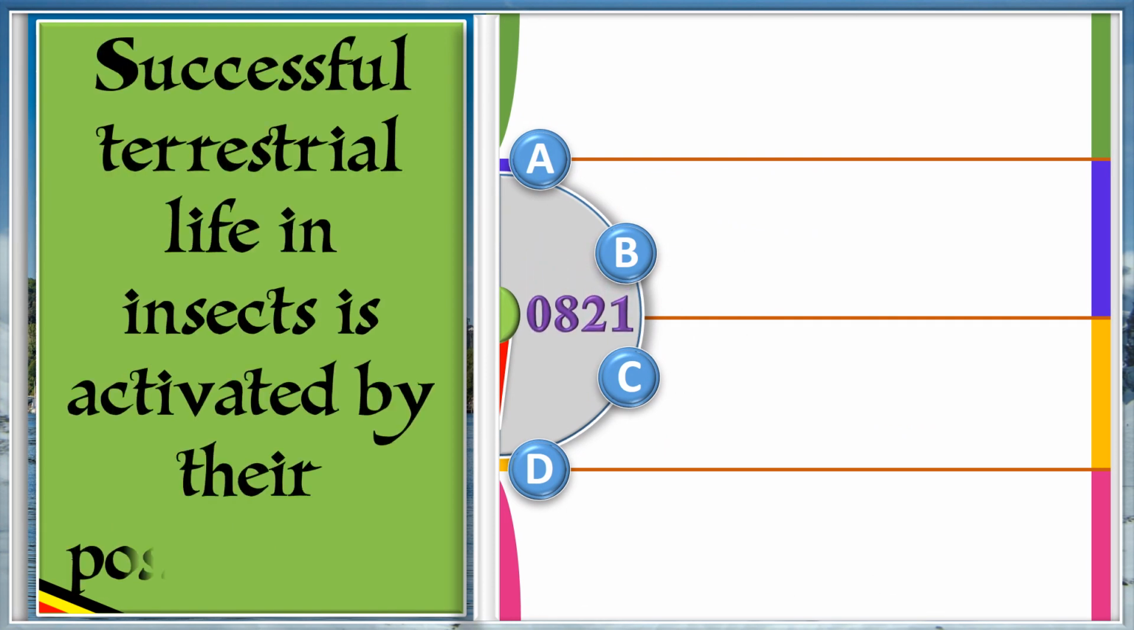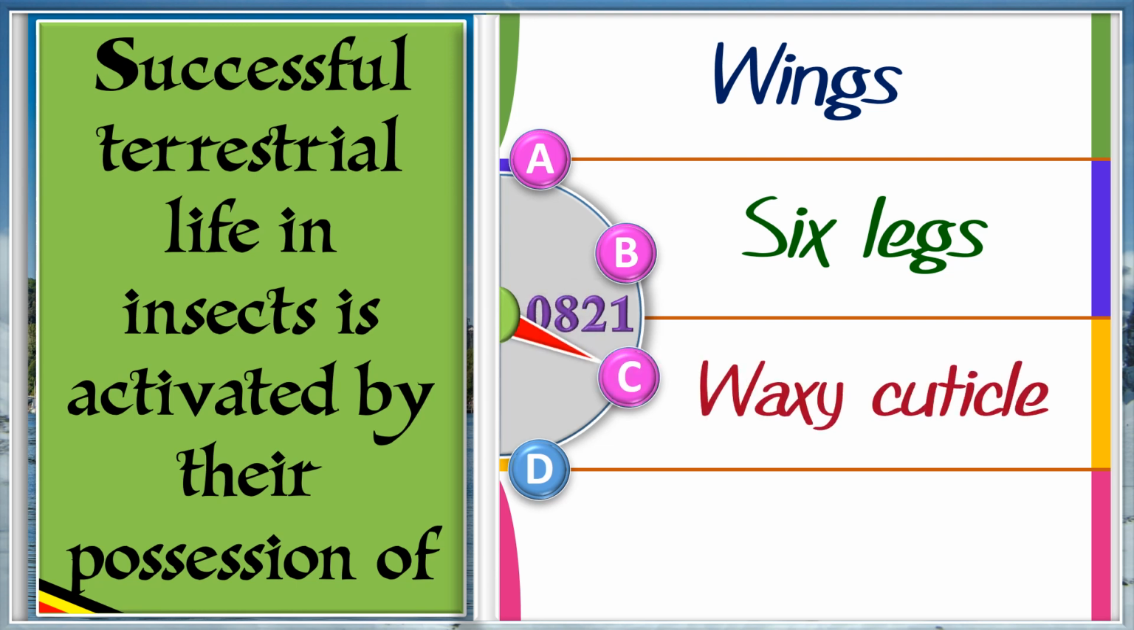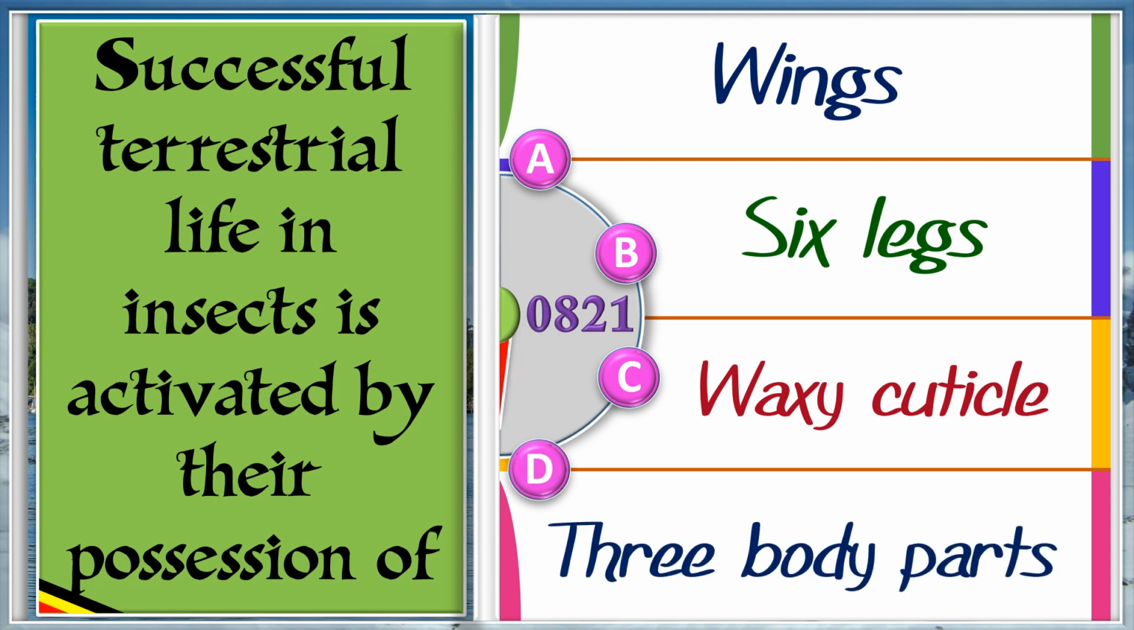Successful terrestrial life in insects is activated by their possession of A. Wings, B. 6 legs, C. Waxy cuticle, D. 3 body parts. And the answer is C. Waxy cuticle.